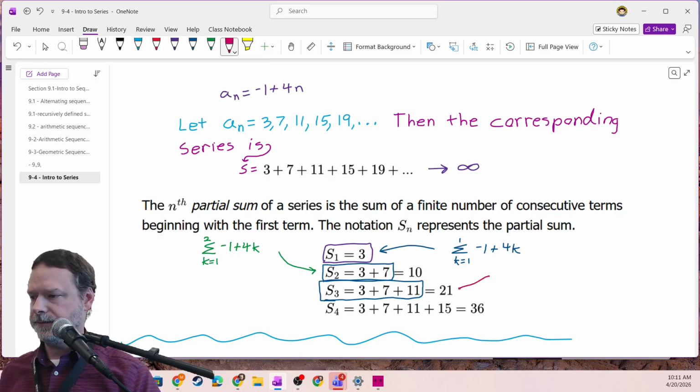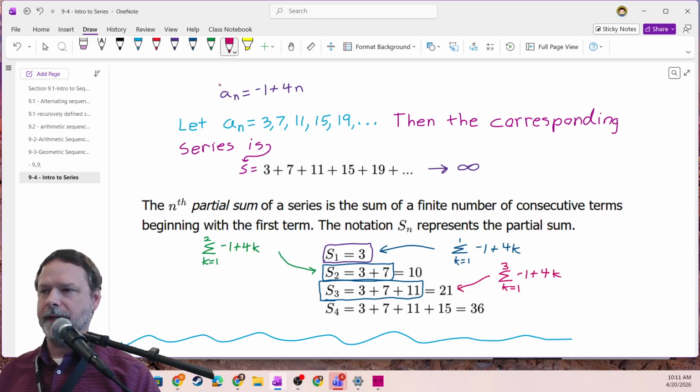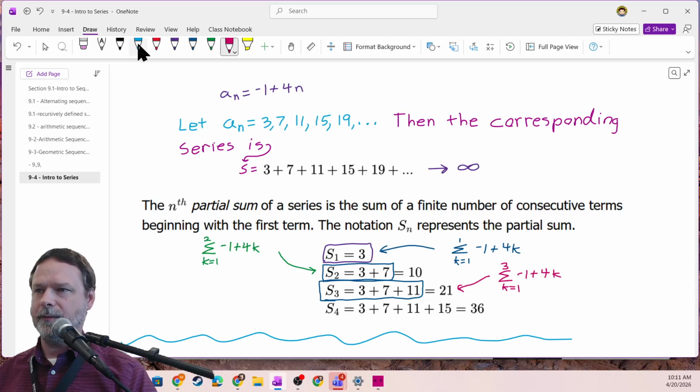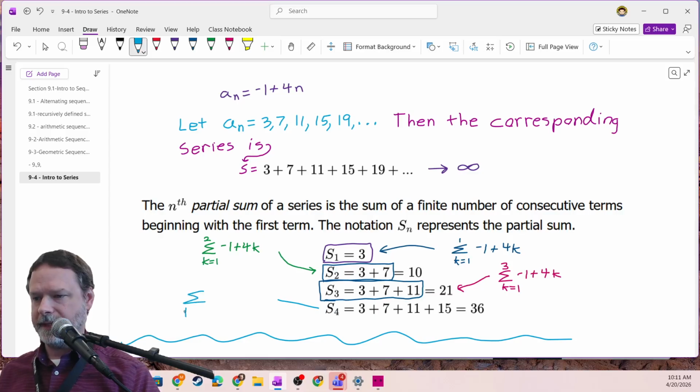This one right here is the sum of negative 1 plus 4k where k equals 1 to 3. I have my first 3 terms of this sequence. That's what it means. And then S sub 4, I think you get the idea. I'll write it out really quick. The sum, k equals 1 to 4. We're adding the first 4 terms, negative 1 plus 4k. So there it is. That's how we could rewrite these.